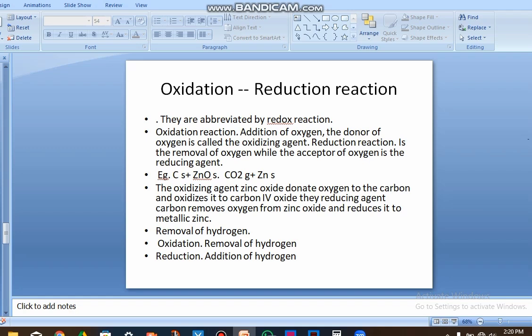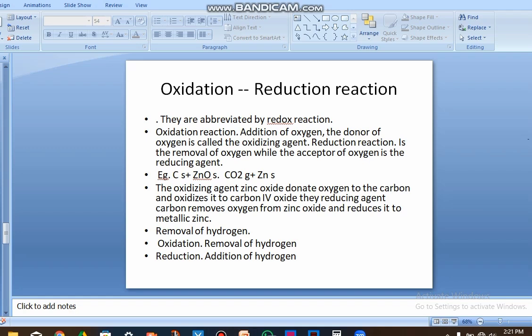Then reduction reaction means removal of oxygen. I get it now. Oxidation means what? Addition of oxygen. Reduction means what? Removal of oxygen. The acceptor of oxygen is called the reducing agent. Oxidation means addition of oxygen. The element that is donating the oxygen is called the oxidizing agent, while reduction means removal of oxygen, and the element or the compound that is accepting the oxygen is called the reducing agent.